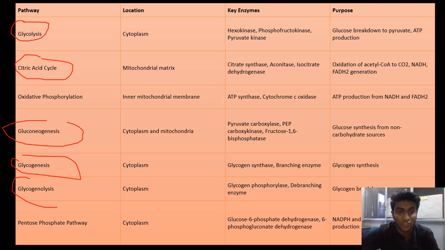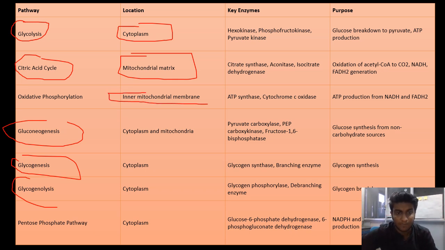So different locations. There's glycolysis in cytoplasm, while Krebs is in mitochondrial matrix. Oxidative phosphorylation is in F1 or F0 particles, and basically mostly in inner mitochondrial space. Similarly, we have different kinds of locations. So you need to know the locations and the key enzymes like rate limiting enzymes or reversible steps, if any.